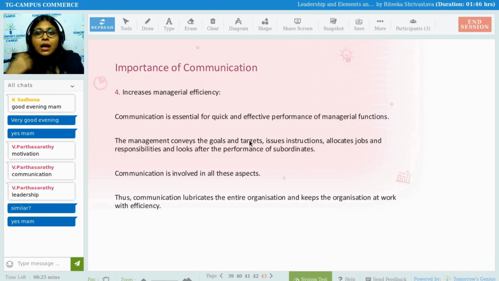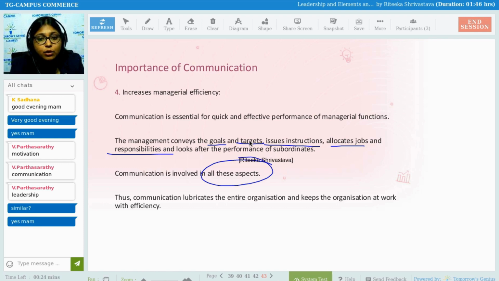So communication is important for effective performance of the managers, because managers communicate goals, targets, instructions, and job responsibilities to their subordinates. If they do not communicate, subordinates will not come to know what needs to be done. First the managers communicate everything to the subordinates, and then subordinates accordingly start working. Designing goals, deciding targets, issuing instructions, allocating jobs, everywhere communication is required. Thus we say communication lubricates the entire organization and keeps the organization at work with efficiency.